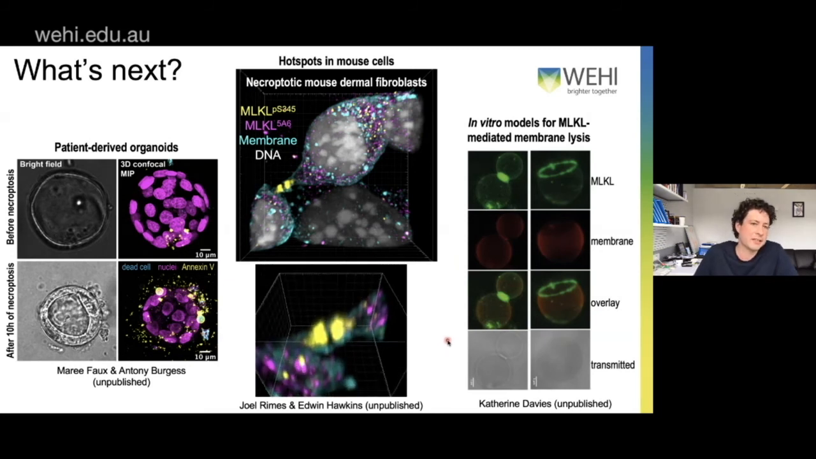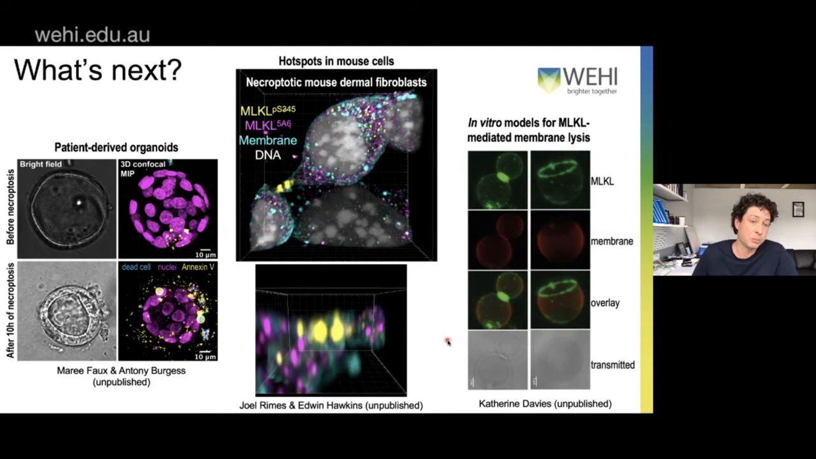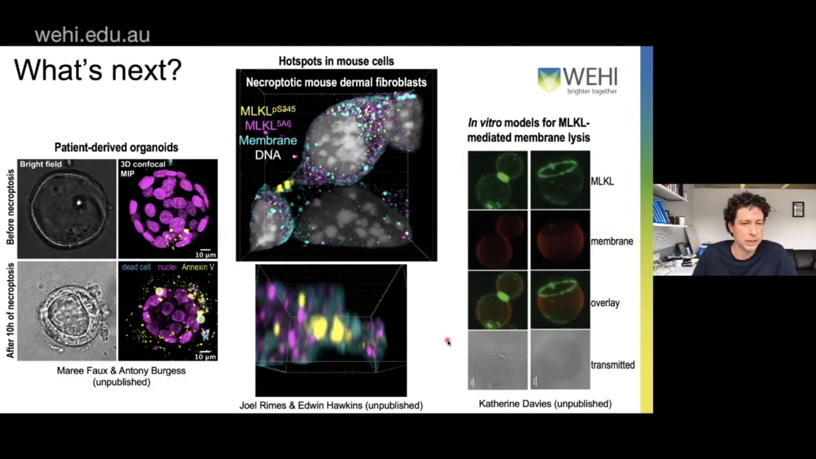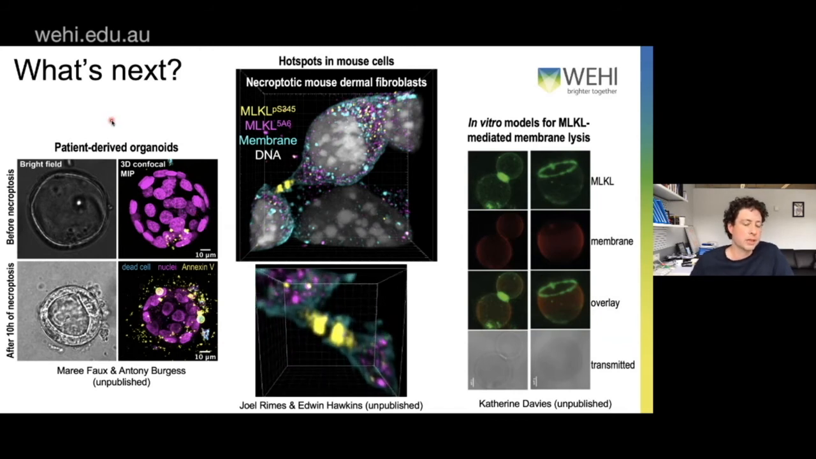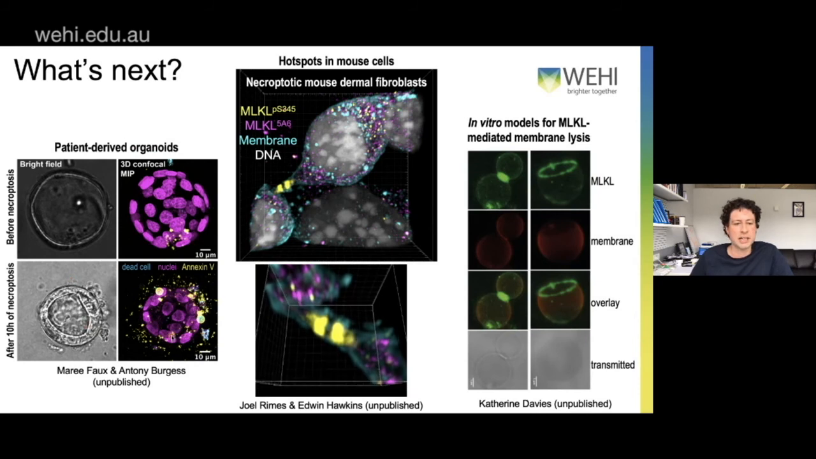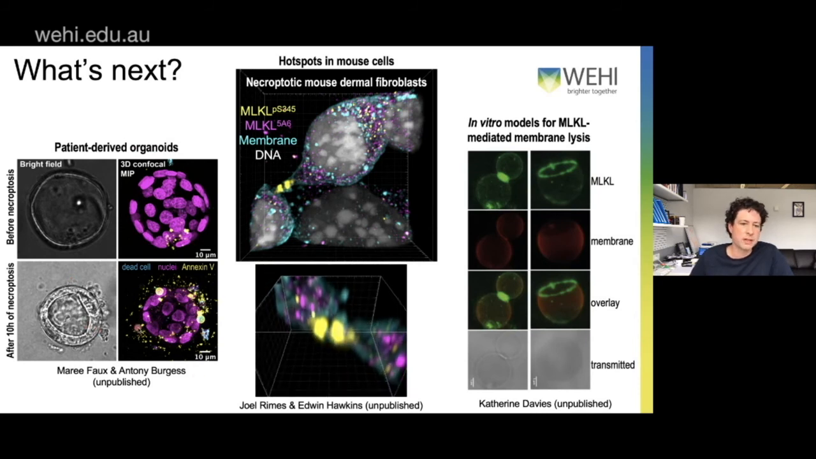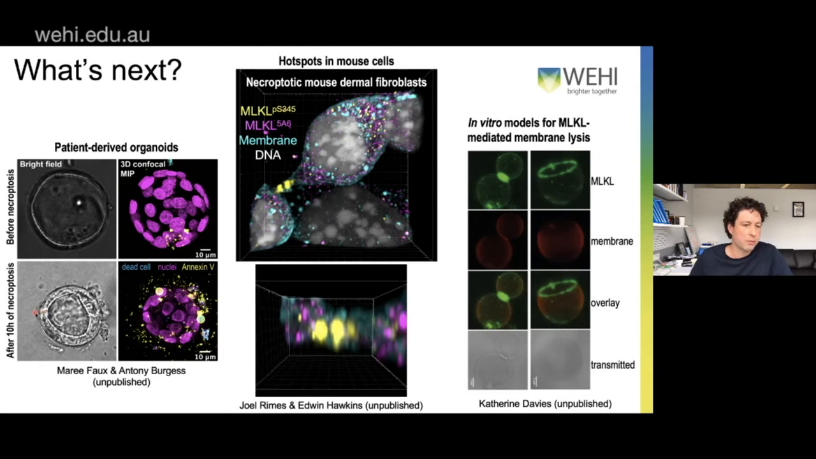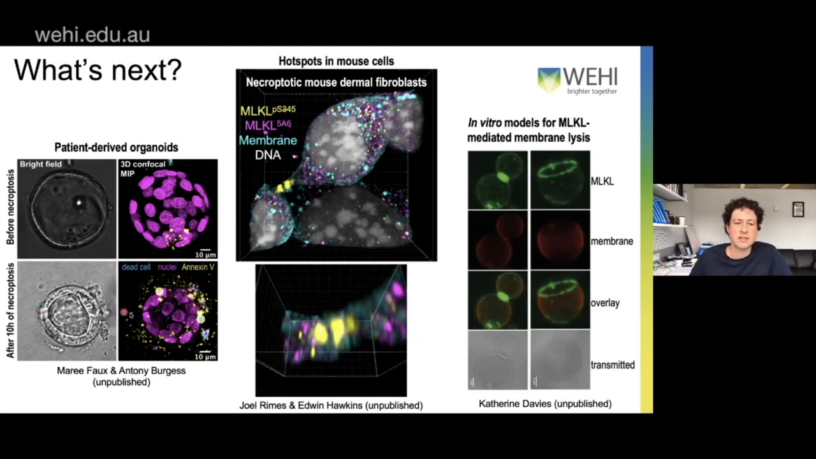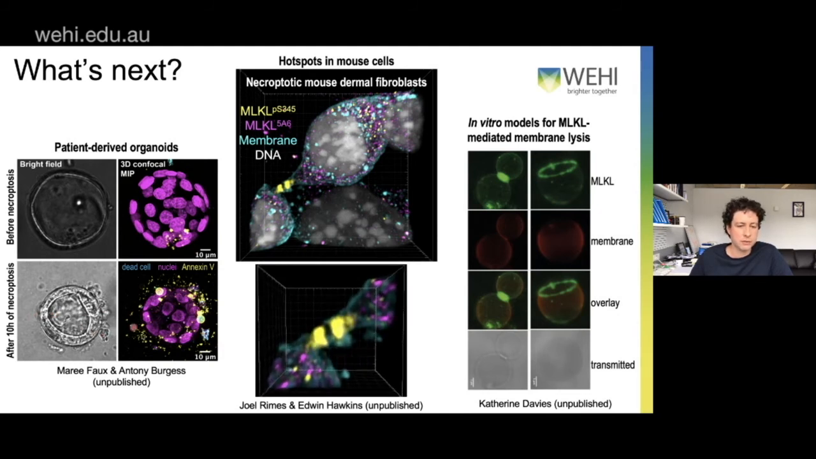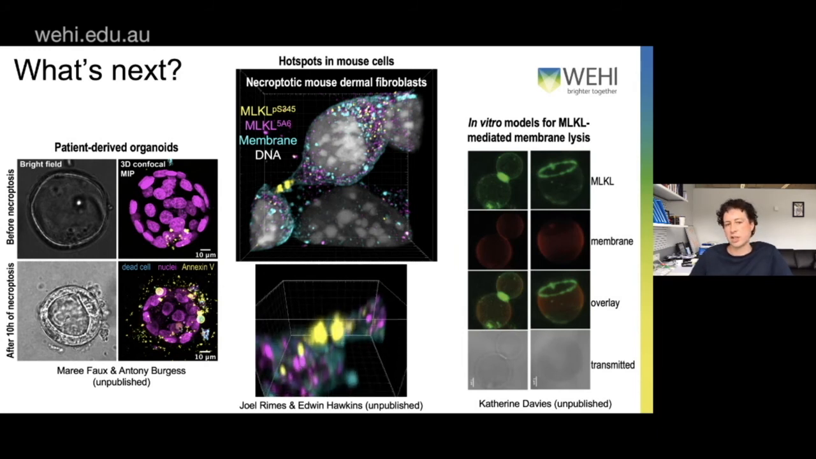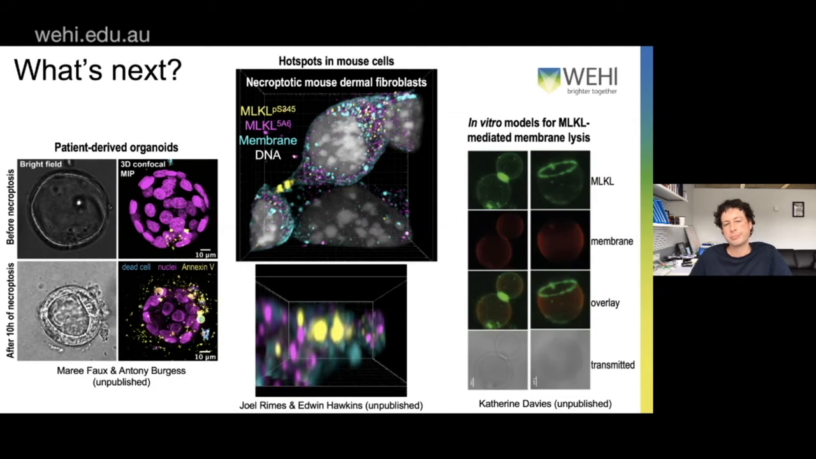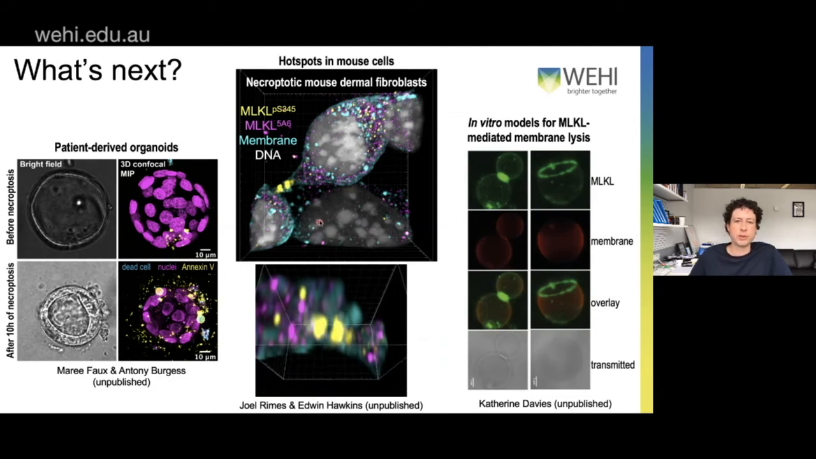So where are we hoping to take this next? We're hoping to move this to more disease-relevant models. Together with Marie Foe and Anthony Burgess, we're looking at patient-derived human organoids from the gut. And here's just some initial data that speak to that. These organoids are sensitive to TNF-induced necroptosis, and you can see here, 10 hours after exposure to a necroptotic stimulus, you've got really good cell death happening in these organoids, and if you stain for tight junctions, the tight junction network is disassembled in these organoids.